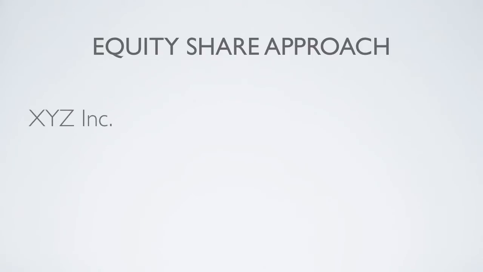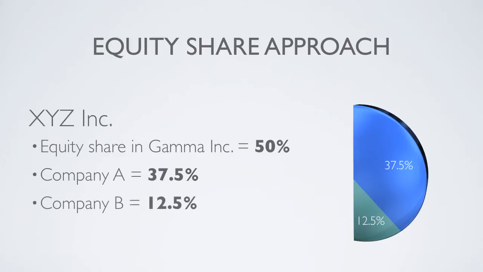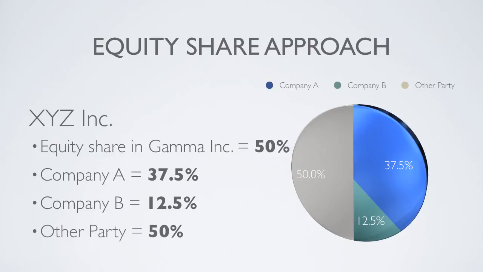Now, let's assume that company XYZ has a subsidiary called Gamma Inc., in which it owns a 50% equity share. In this case, Company A would account for 37.5% of Gamma's emissions, and Company B would account for 12.5%. These numbers come from multiplying the company's percentage ownership in XYZ by XYZ's percentage ownership in Gamma. The other 50% of Gamma's emissions would be accounted for by the party that owns the remaining 50% of the company.